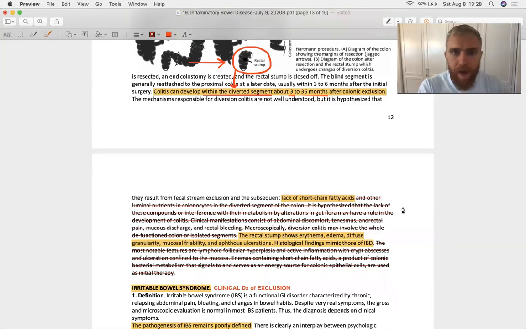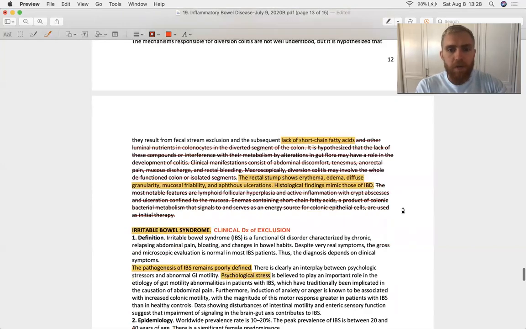So if you're not getting fatty acids from the lumen, you're entirely dependent upon the bloodstream to get your energy. And the blood's not going to try to go down to this rectal stump that has literally no function anymore after you've disconnected it from the bowel in general. So that just leads to its atrophy, and then it's going to swell up as it dies. It might even ulcerate.